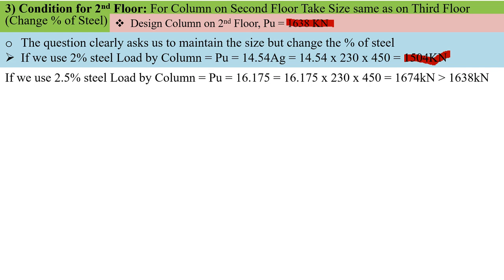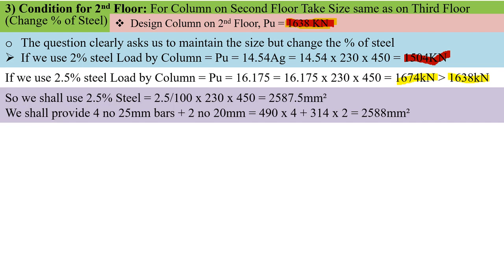Now if I am able to see, yes, now I am getting more than the requirement. My requirement is only 1638 kilonewton. You are able to see here. So now I am able to consider that my requirement is easily satisfied. So now I'm taking 2.5 percentage of the steel.